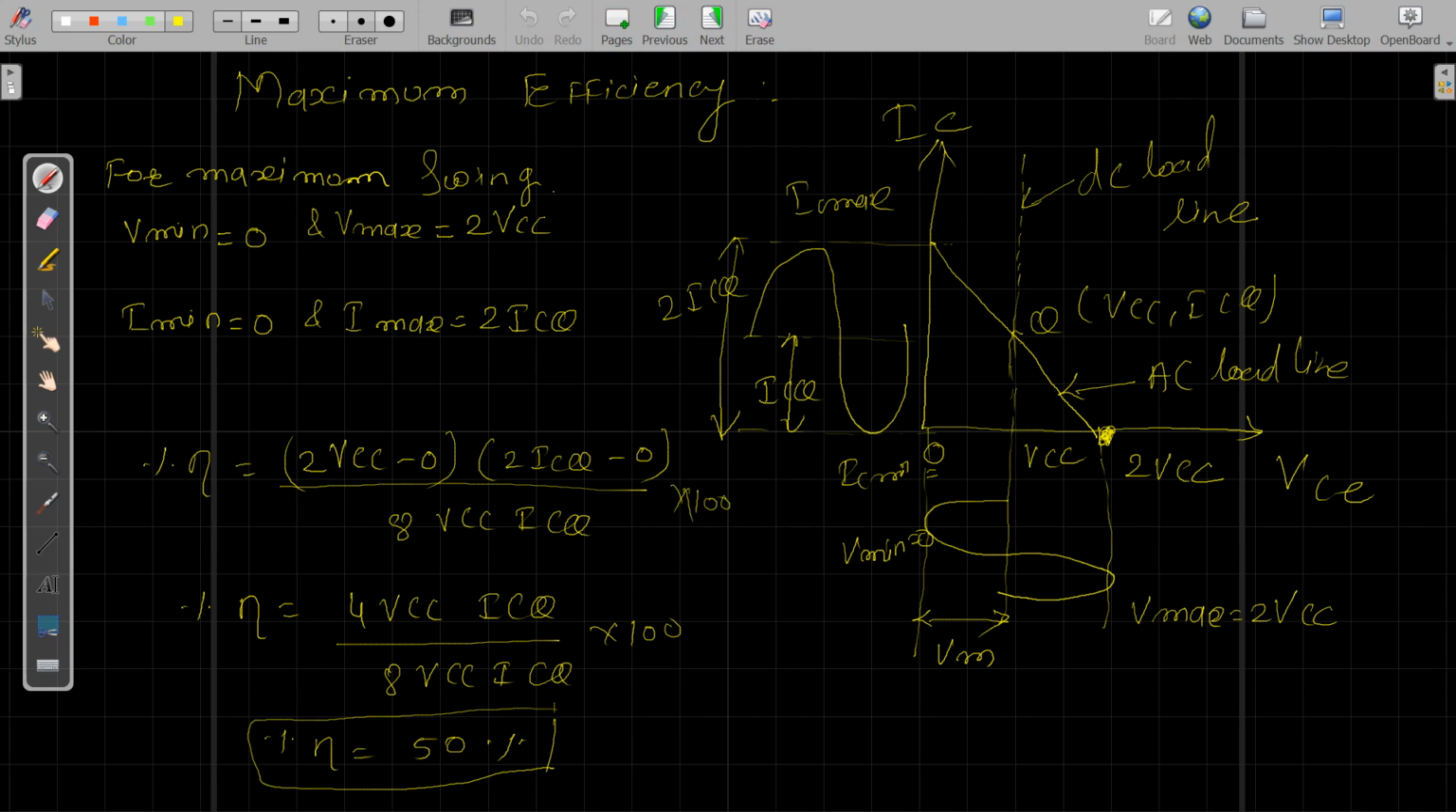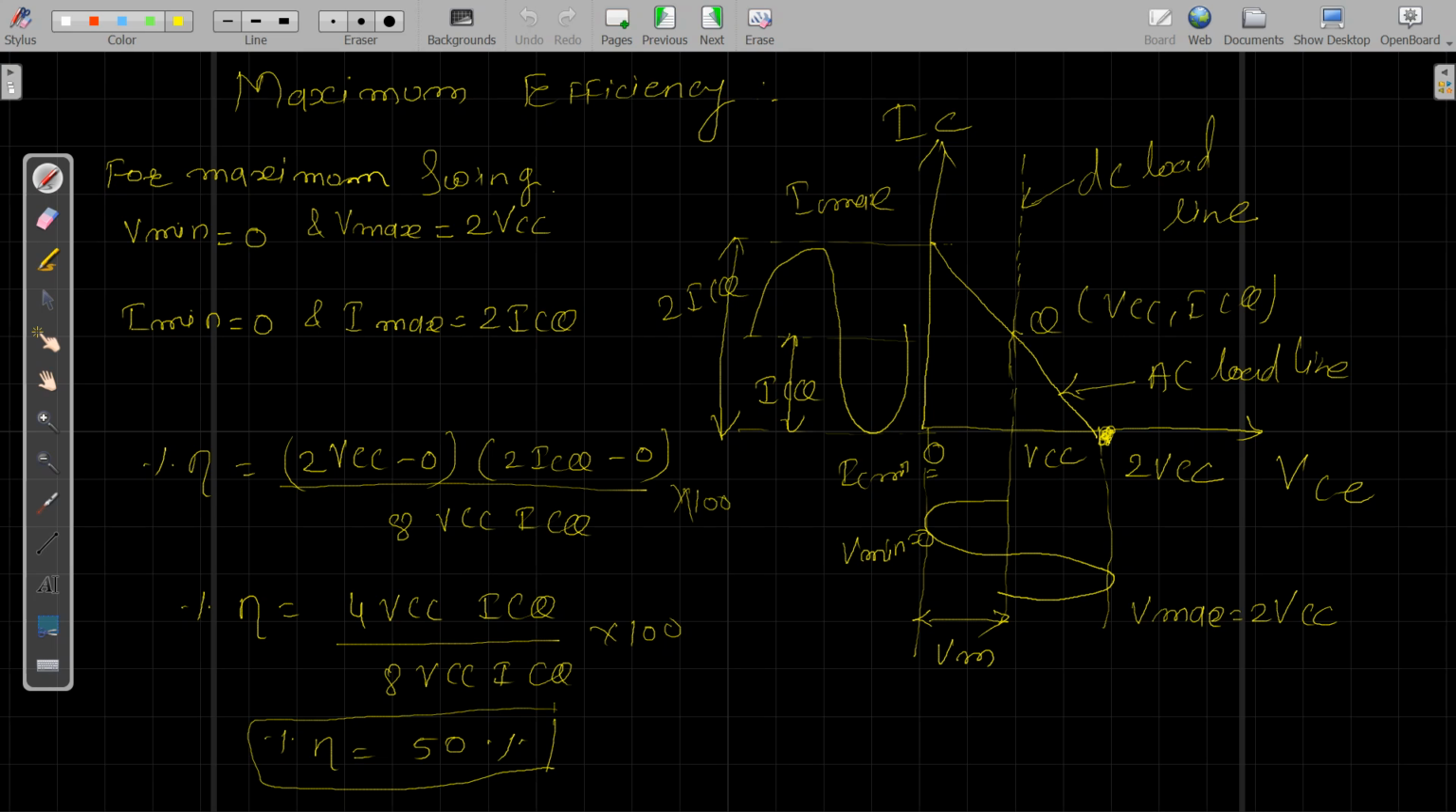In the case of a directly fed class A power amplifier, your Vmin was 0, your Imin was 0, Imax is 2 ICQ, but Vmax was VCC. But here I get Vmax as twice VCC. Because of that, when I substitute these values, I get my efficiency as 50%, whereas in the case of the directly coupled class A power amplifier, my efficiency was 25%. So if I compare these efficiency values, theoretically the efficiency of the transformer coupled class A power amplifier is almost double that of the series fed directly coupled one.